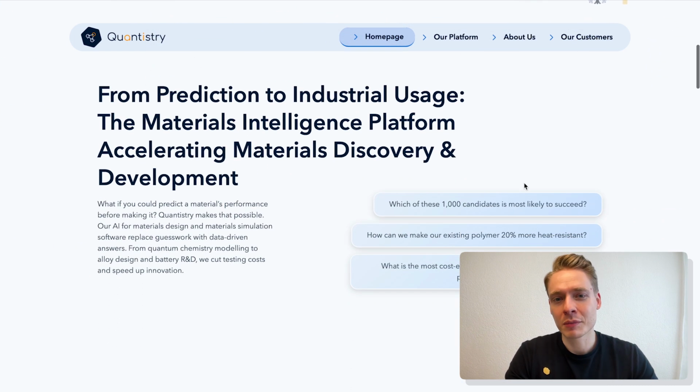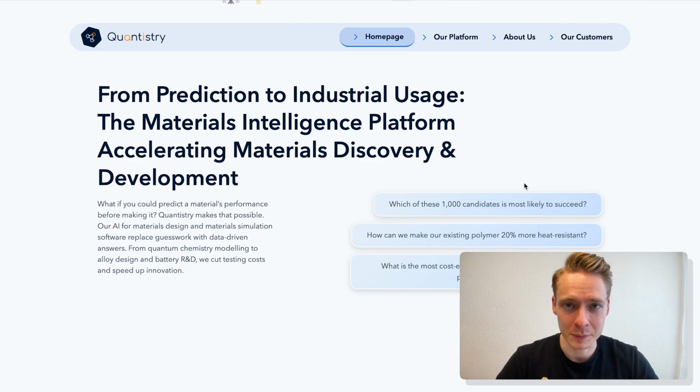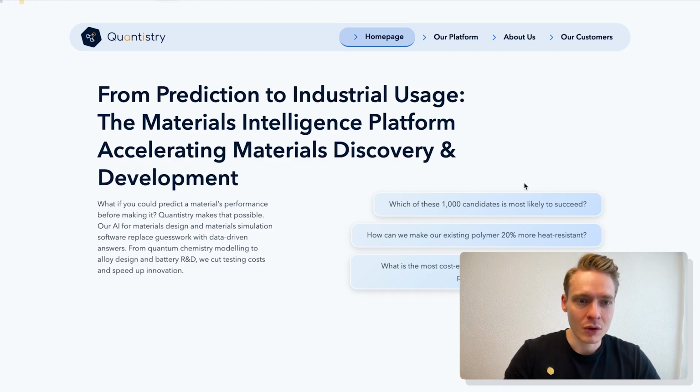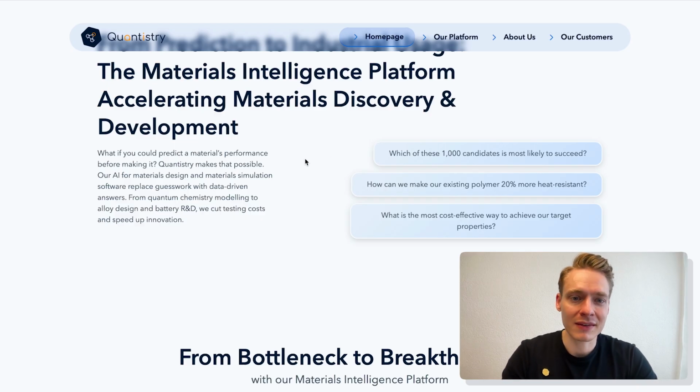So it says, from prediction to industrial usage, the materials intelligence platform accelerating materials discovery and development. What if you could predict materials performance before making it? Quantistry makes that possible. Our AI for materials design and materials simulation software replaces guesswork with data-driven answers. From quantum chemistry modeling to alloy design and battery R&D, we cut testing costs and speed up innovation.